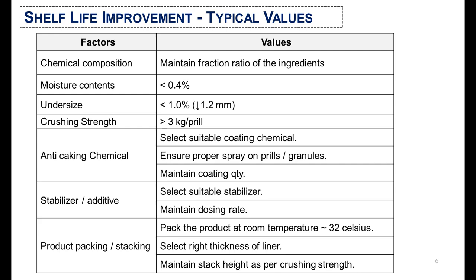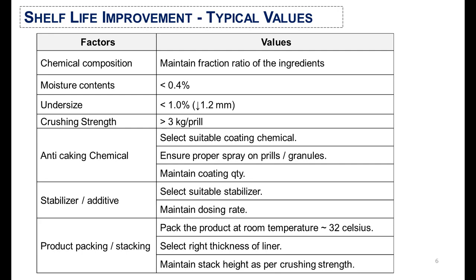Also, the anti-caking chemical must be suitable for the final fertilizer product, and there should be a proper spray of anti-caking chemical on the prills or the granules, and its quantity should be maintained. Similarly, the stabilizer or the additives must be suitable for the fertilizer, and its dosing rate should be maintained. And last, product packing and the stacking.